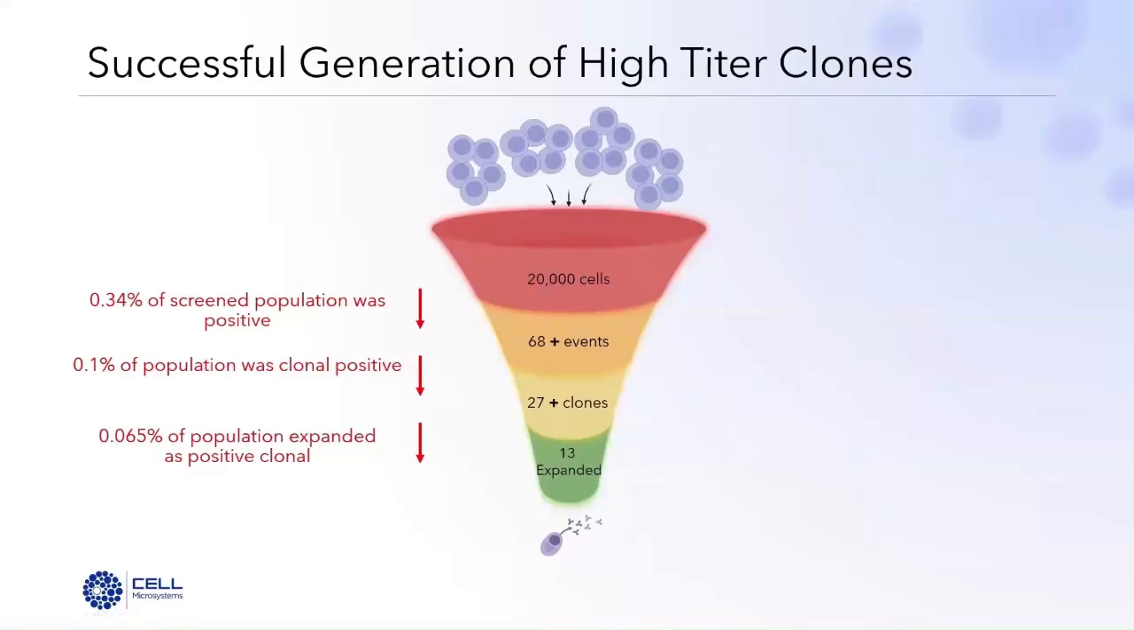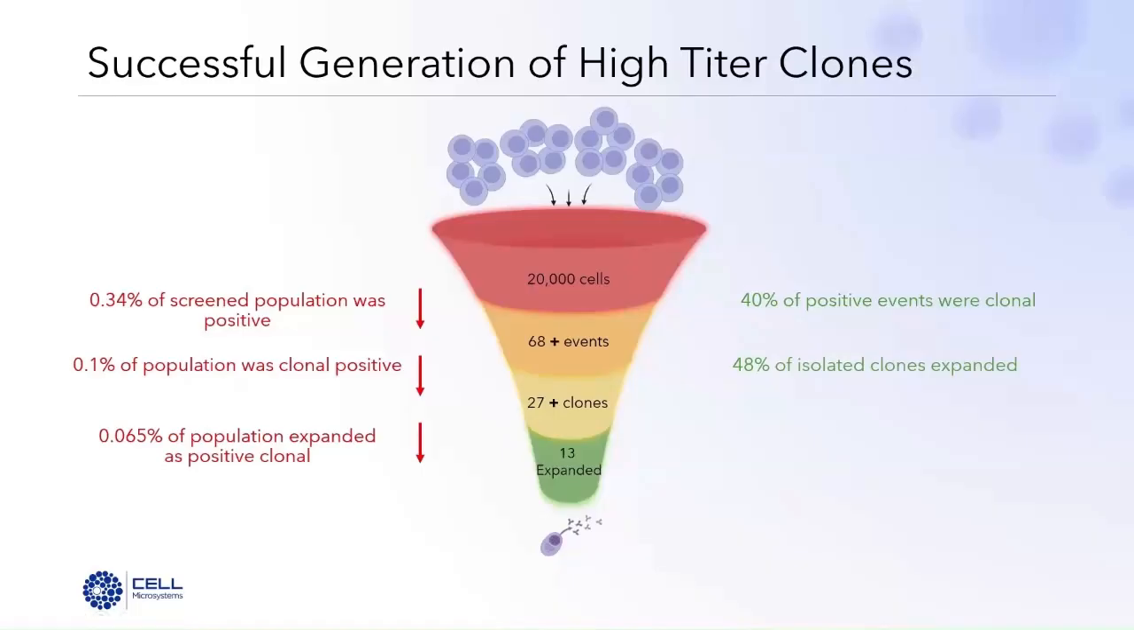So you can imagine how Herculean this would be with technologies screening fewer cells to find those rare producers that are still existing in the population. And this looks pretty bleak. These numbers in red are a little scary, and it does suggest that the workflow still has attrition. But what I want to draw your attention to is how successful this was. Of those 20,000 cells and those 68 events, 40% of them were in fact clonal. Of the clones that we isolated, 48% of them were able to expand.